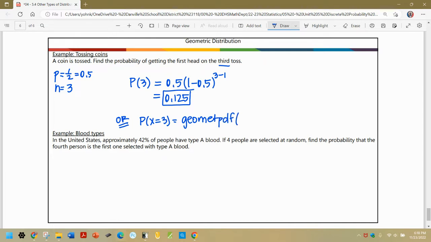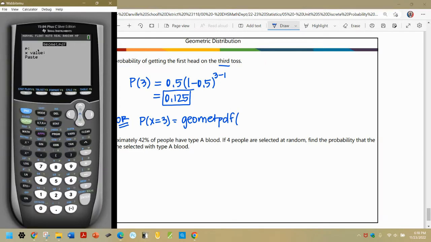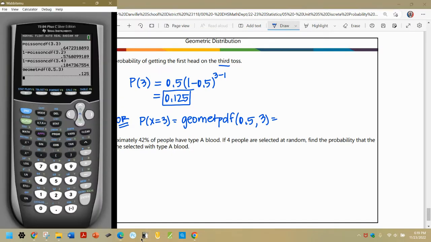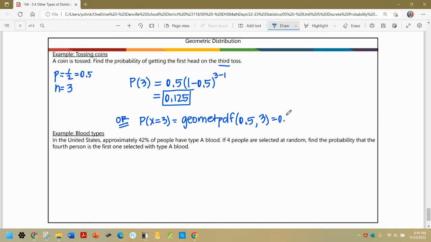Now let's see what goes in the parentheses. I need the p-value and then the x. So my p-value is 0.5 and my x value is 3 for the third toss. If I do this, I'm going to put my p-value first, 0.5, and my x value second, 3. And the answer was 0.125. Look at that, same thing.